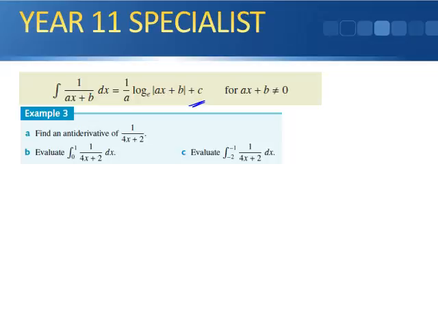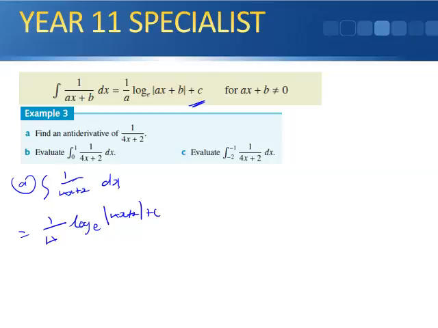Example 3, find an antiderivative of that. So part A, the antiderivative of 1 divided by 4x plus 2 dx, using the rule, will become 1 divided by 4 log e of 4x plus 2 plus c.